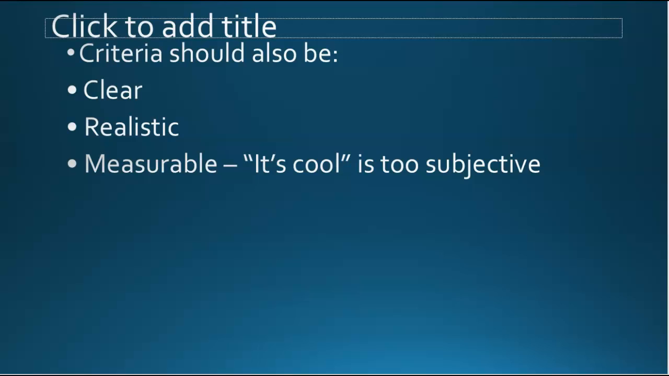And of course, criteria should be measurable. It's cool, it's dope, it's all of that. It's the best. That's way too subjective. We have to make sure we have criteria. How are you judging this particular topic that you're writing about? So we've got to make sure that we spend some time with criteria.